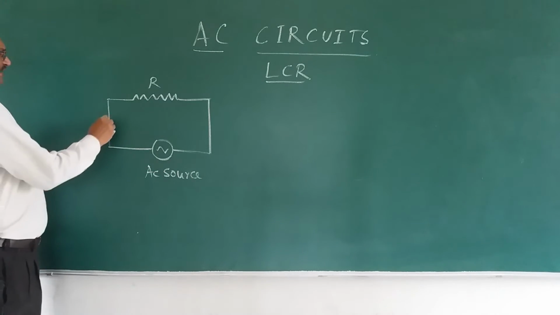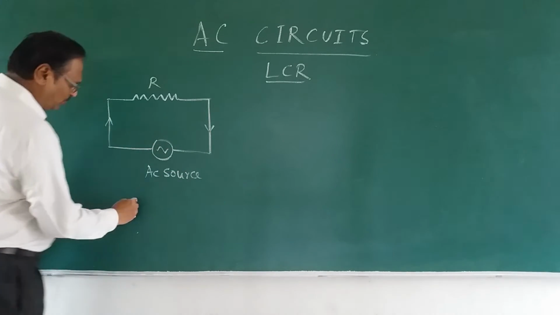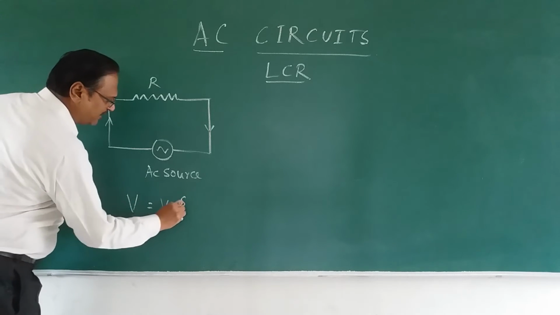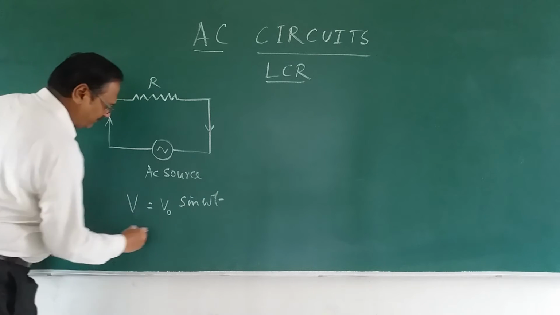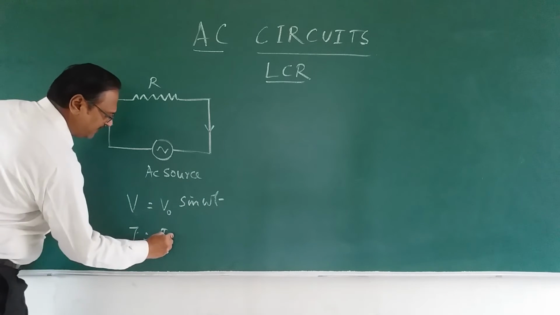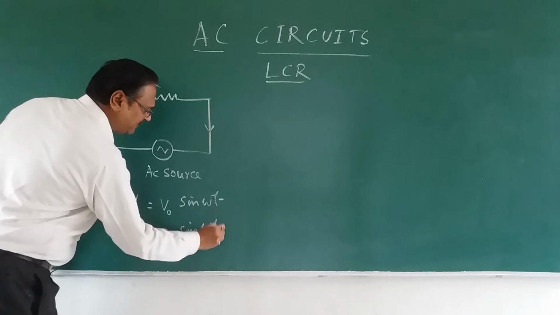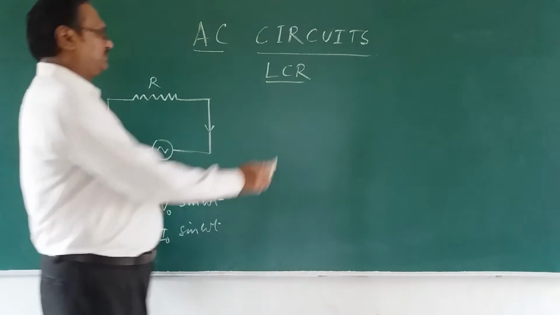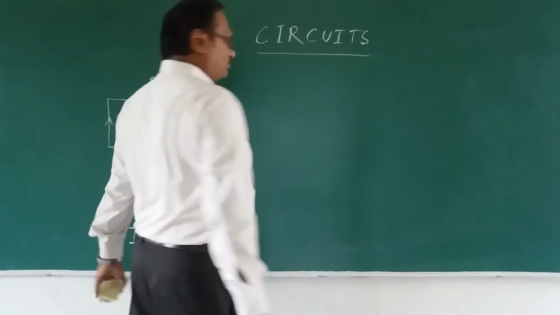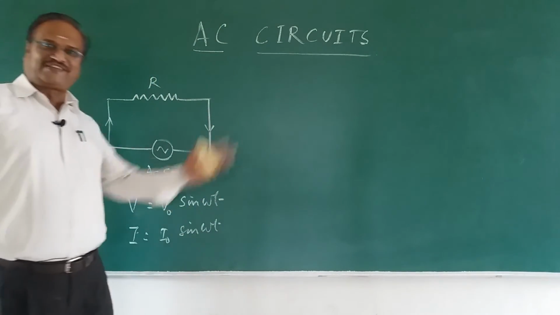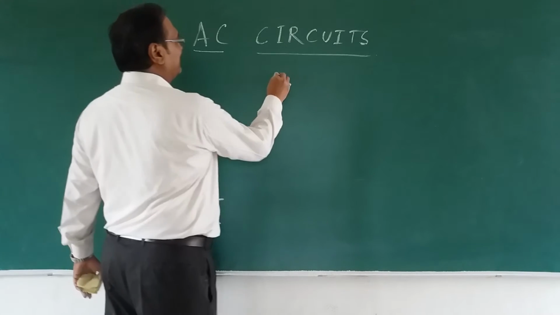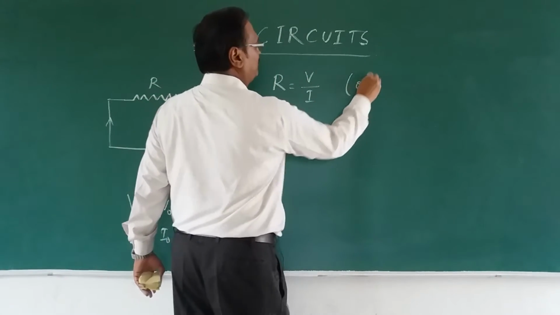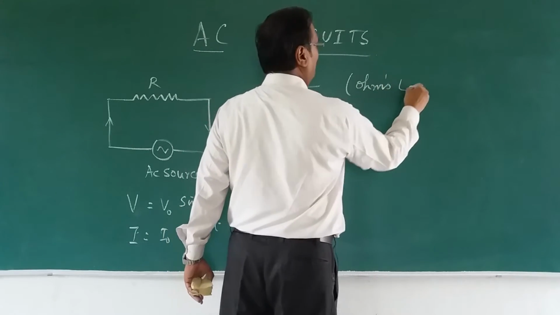What will happen? Current is going to flow through. We know that V is equal to V naught sine omega t. We also know that current is equal to I naught sine omega t. In AC circuit, we are talking about sinusoidal waves, so we have got it. Now, let us go to Ohm's law. Resistance is equal to V upon I. This is from Ohm's law.